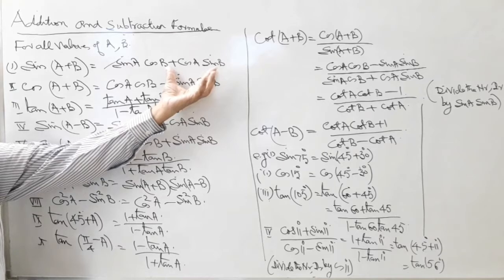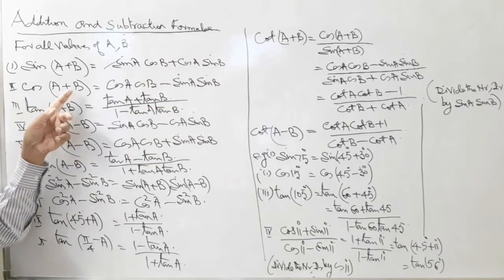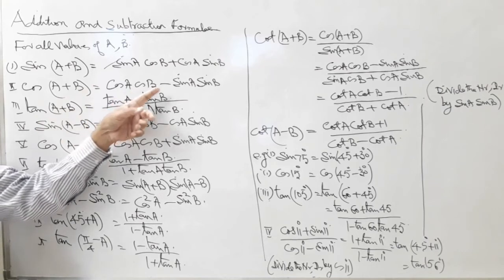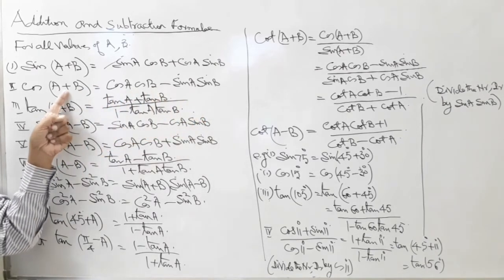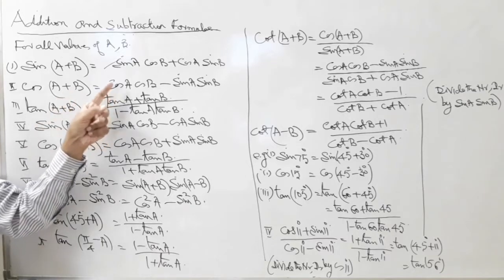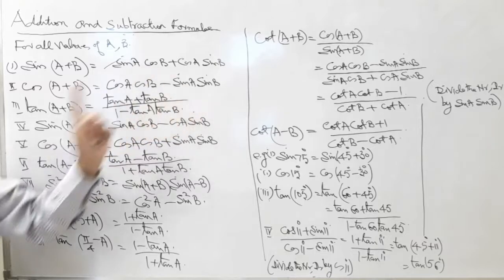Memorize as you go along. Number 2, cos(A plus B) is cos A cos B minus sin A sin B. If it is plus here in cos, it will become cos A cos B minus sin A sin B.